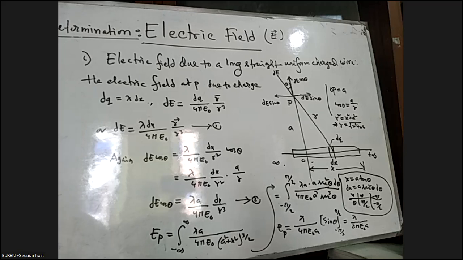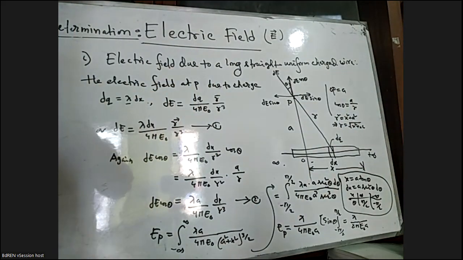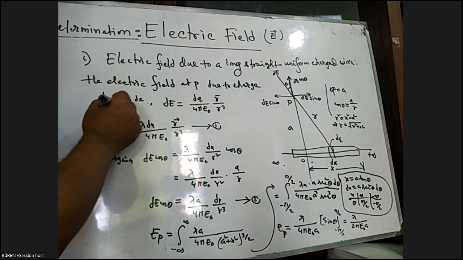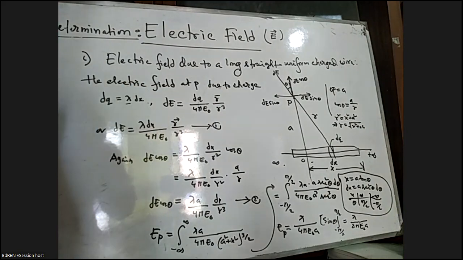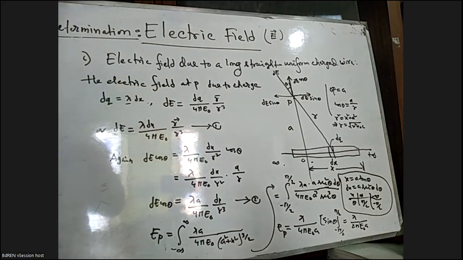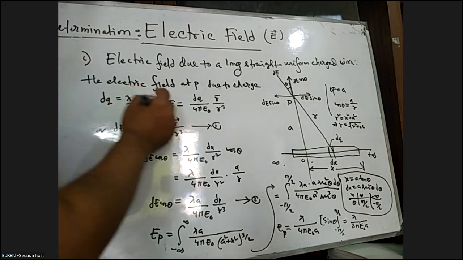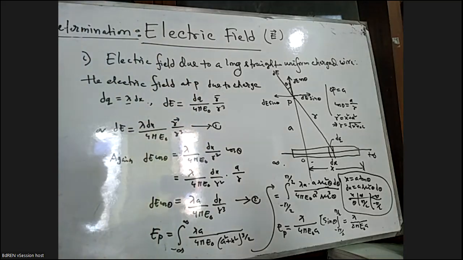Actually, in per unit length, the amount of charge will be lambda. So in a length dx, the charge dq will be lambda into dx. By the unitary method, in per unit length the charge is lambda. Remember it: lambda is the charge per unit length.